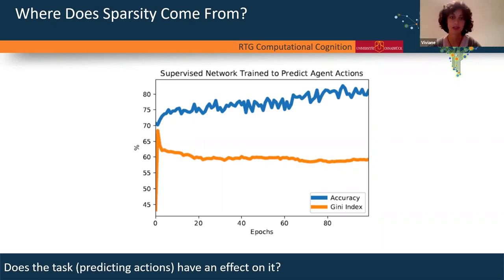So this one is a supervised network just trying to predict the agent's actions. And there it's really the difference between predicted and actual action that is compared. Okay, I see. So you think somehow the reinforcement learning reward is incorporating some sort of a regularization that encourages sparsity? Possibly. I mean, so far every hypothesis I had turned out to be false, so I wouldn't bet on it, but it's one of the explanations that are still open to be tested.